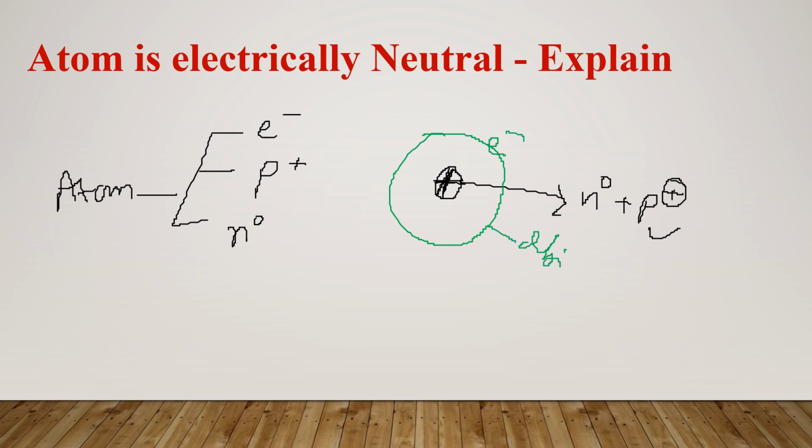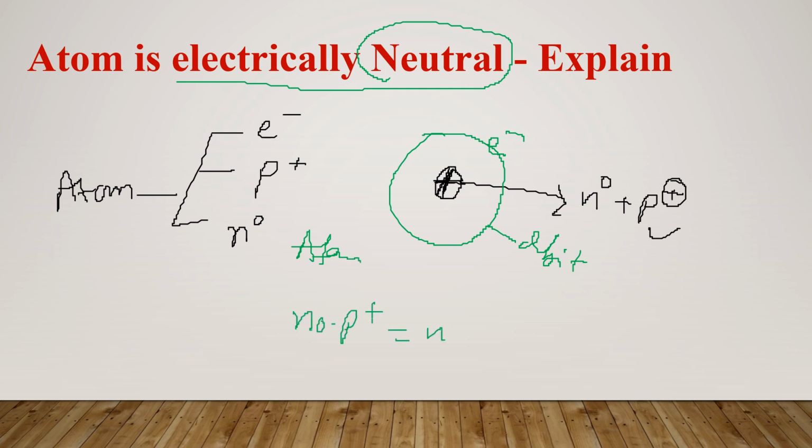So anyway, here it is asking: what is that? An atom is electrically neutral. Neutral means what? Zero charge. Because in the atom, generally the number of protons is equal to the number of electrons. So it contains an equal number of protons as well as electrons.